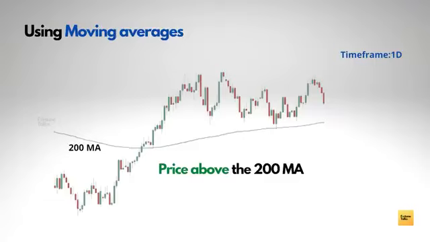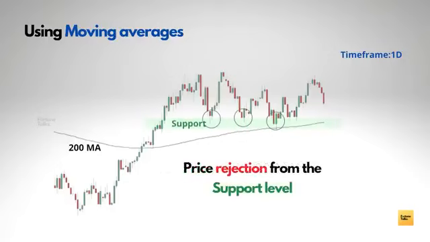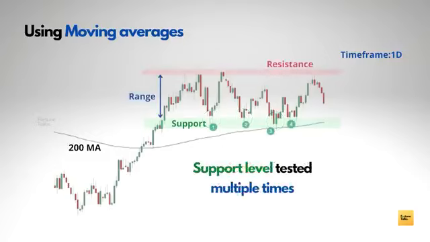Over here, the price is above the 200 moving average. So from the basic rule, you want to look for long opportunities in this market. We can plot an area of support, and every time the price comes into the area of support, it forms a price rejection that is validating your trading setup. But the key point to note here is that the price is actually forming a consolidation and it has tested the support level multiple times.